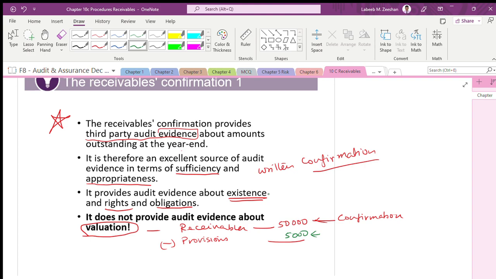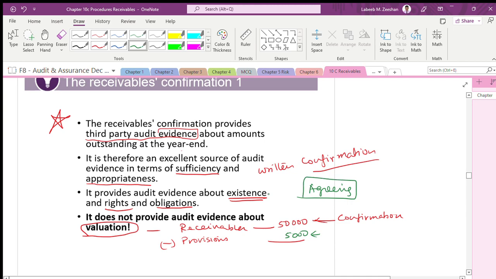What does it say? What are the rights and obligations? Rights and obligations talk about the amount, the evidence. One side you are agreeing with receivables, one side you are agreeing with payables. That's all. You are agreeing to the amount. You are not agreeing that I will pay. What you are receiving, that is the next stage as such.